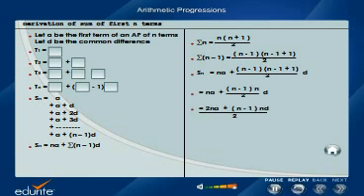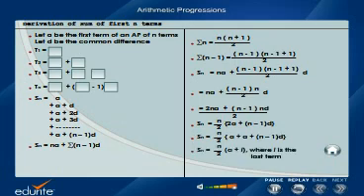We simplify the terms. We get the formula Sn is equal to n by 2 times (2a plus (n minus 1) into d). We use this formula when we know the values of a, n and d. We can rearrange the terms. We get the formula Sn is equal to n by 2 times (a plus l), where l is the last term of the arithmetic progression. We use this formula when we know the values of a, n and l.